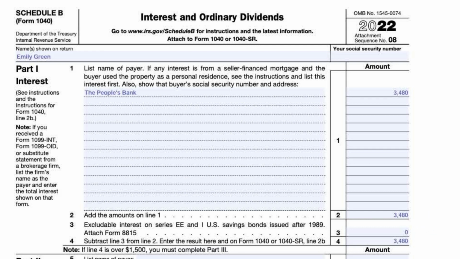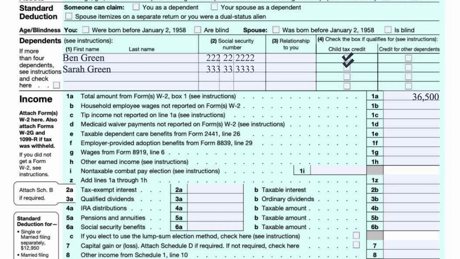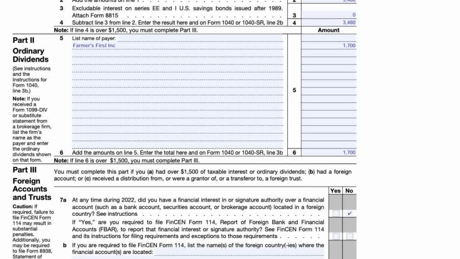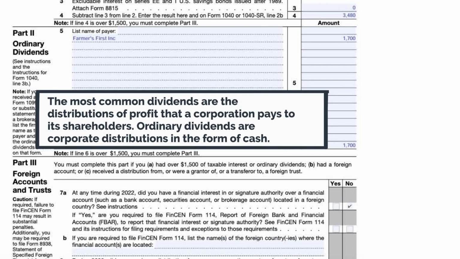The last line asks to subtract line 3 from line 2. The total amount of $3,480 on line 4 is entered on line 2B of Form 1040, and Schedule B is attached. Now on to line 3A, where ordinary and qualified dividends are entered. The most common dividends are the distribution of profit that a corporation pays to its shareholders. Ordinary dividends are corporate distributions in the form of cash.